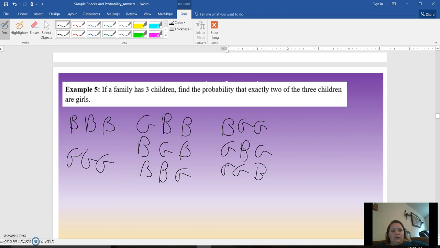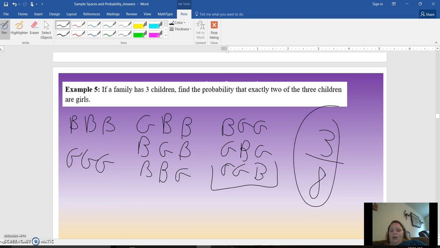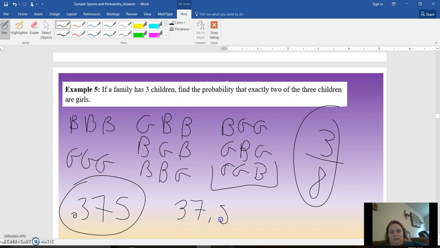All right, and then we want 2 of the 3 to be girls. So this is 2 girls right there. There's 8 total, and there's 3 chances to have 2 girls. So that's your answer, 3/8, or 0.375 if you wanted the decimal. And then if you wanted a percent, it'd be 37.5%.